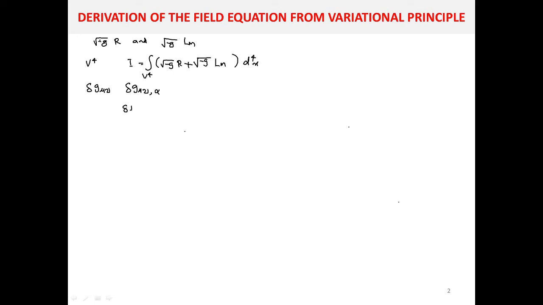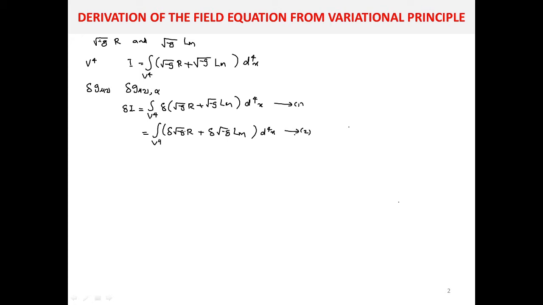Now we can write the equation for delta I. Delta I will be integral over V4 delta of minus root of minus g into R plus root of minus g into Lm into d4x. Let it be equation number 1. It can be written as integral over V4. When you operate this delta, you will get delta of minus root of minus g into R plus delta of root of minus g into Lm into d4x. Okay, let it be equation number 2.